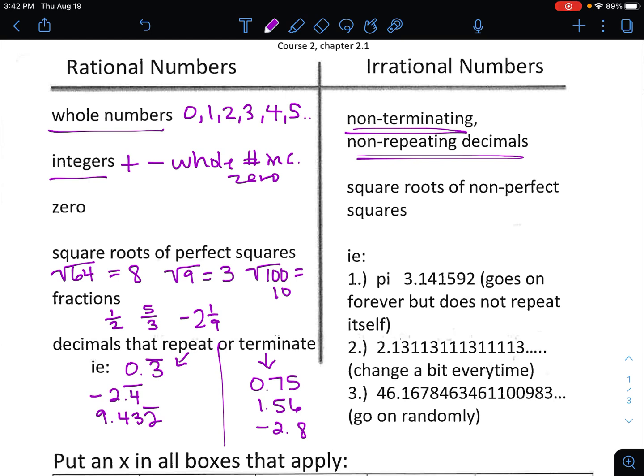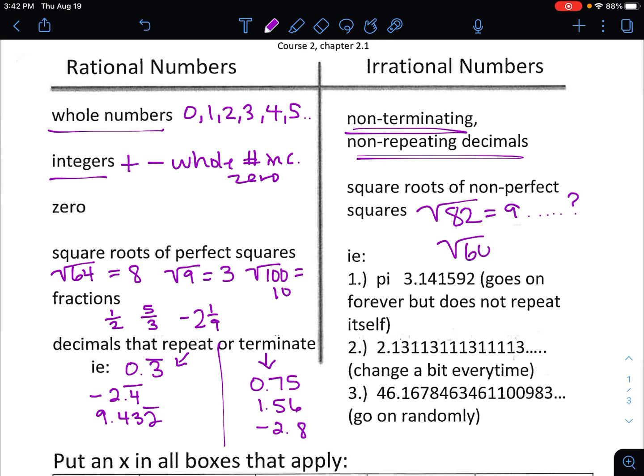So where are these numbers and what are they? Well, they are typically square roots of non-perfect squares. For example, the square root of 82. Well, the square root of 81 is 9, but the square root of 82 would be 9 point something, and it would go on forever, and it would not repeat, and it would also not end.